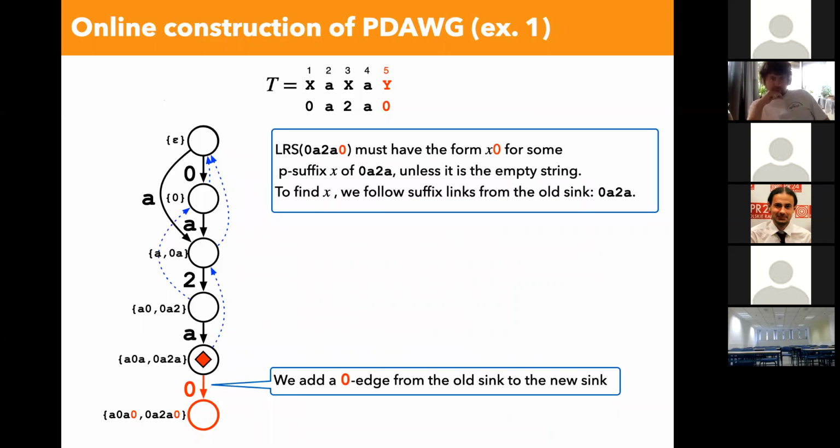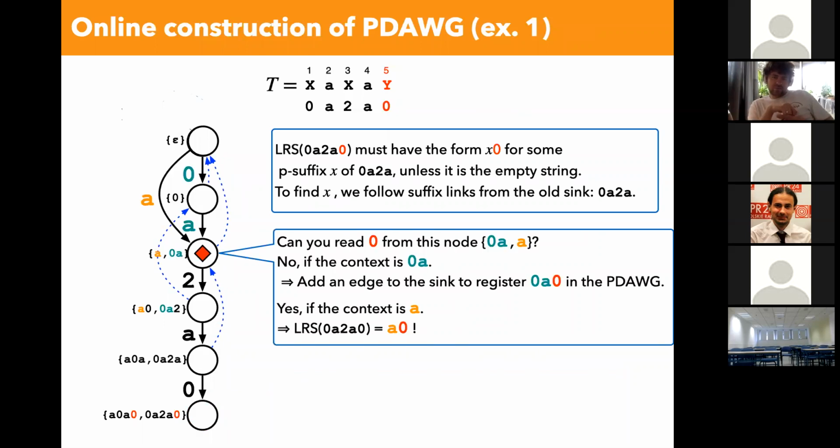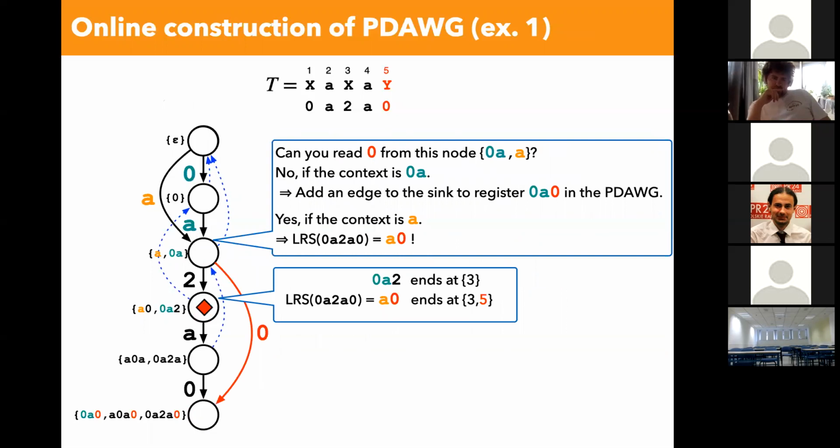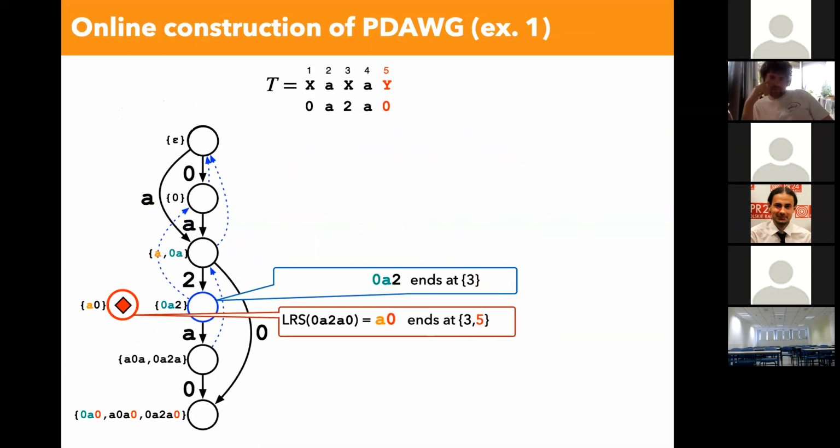And then we follow the suffix link and ask whether we can read 0 from this node. Actually, we have two answers. First, if the context is 0A, then you cannot find a 0 edge. You cannot read 0 from here. So we need to add a 0 edge towards the sink node. But if the context is A, then according to our matching rule, we can read this edge A0 like this. This means that the LRS is A0. A0 is already in the previous structure. So we get this. And then this node must be split because this one ends at 5, but this one doesn't. Okay, so we get this, good.